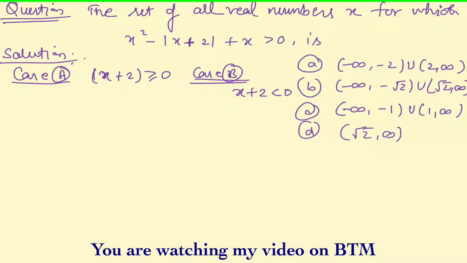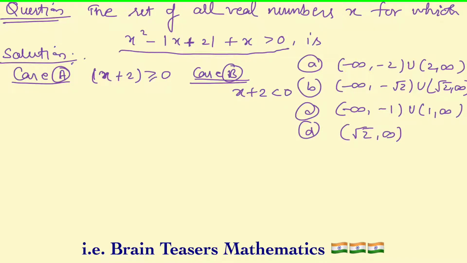So now we are going to solve this question. This is an algebraic inequation given, that is nothing but x square minus mod of x plus 2 plus x greater than 0. So we need to find the solution of this. That means we need to find all the values of x which satisfy this particular algebraic inequation.